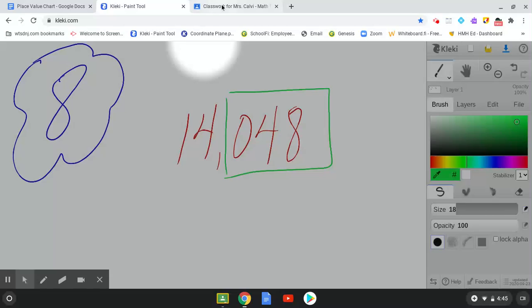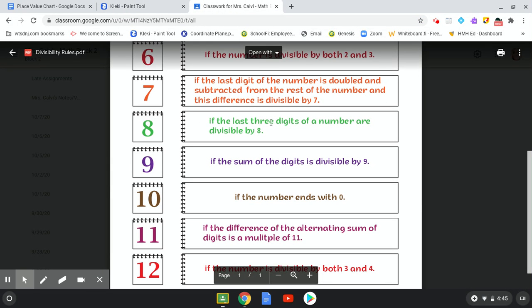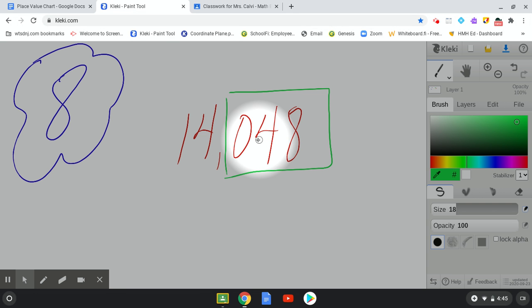Okay? So remember the 8 rule. If the last 3 digits of the number are divisible by 8, then the entire number is divisible by 8. So I boxed in my last 3 digits and it created the number 48. 48 is divisible by 8, so 14,048 is divisible by 8.